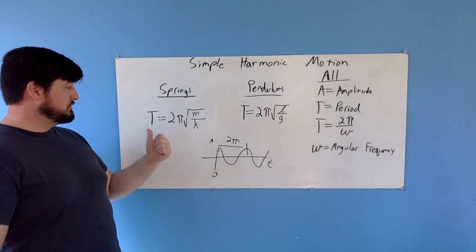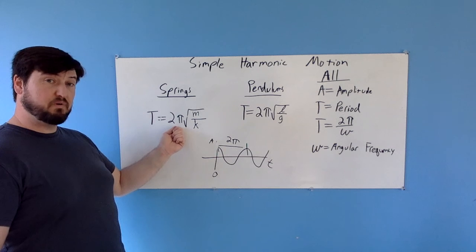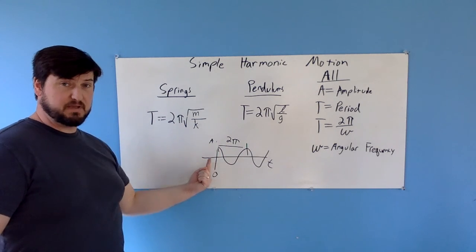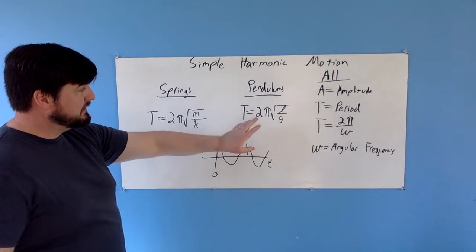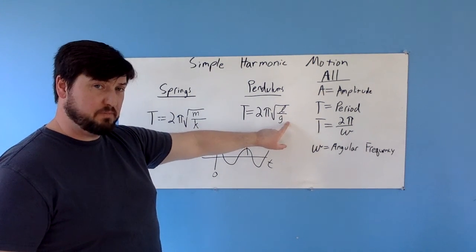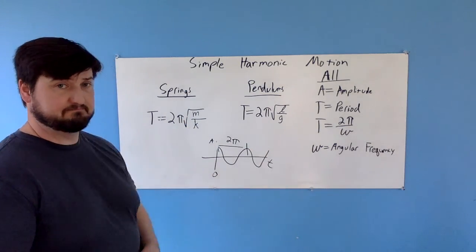When you get into it, we're going to plug in time, the radians for a full cycle, right? Full cycle, start to finish, back to the same point. Period, full cycle, length, gravity for a pendulum, mass, and spring constant for a spring. That's it.